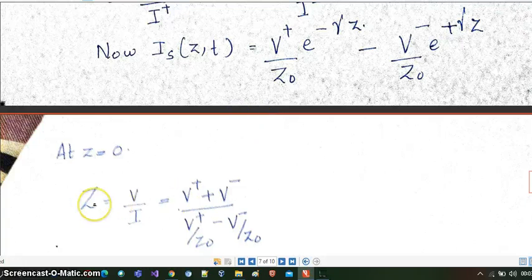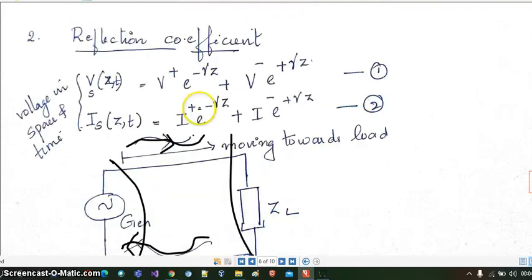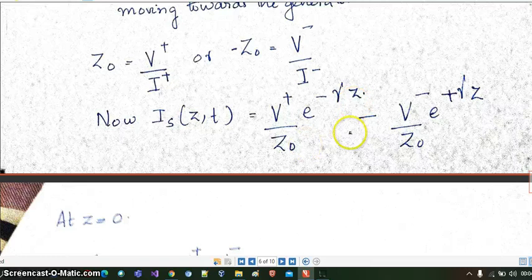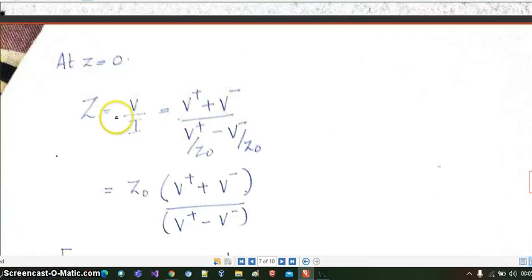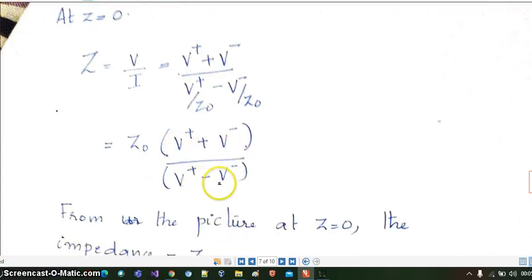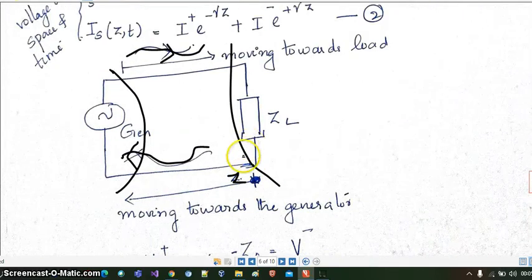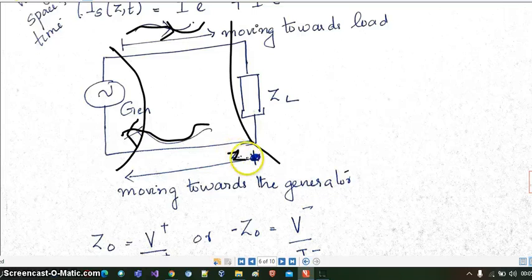Now at Z equal to 0, we know what is Z. At Z equals 0, Z is equal to V by I. So in this expression you can substitute Z equal to 0, and in this expression you can substitute Z equal to 0. So finally you will get Z0 into V plus plus V minus by V plus minus V minus. Now from the picture at Z equal to 0, the impedance is ZL, right? Here you can see Z equal to 0 is this point.